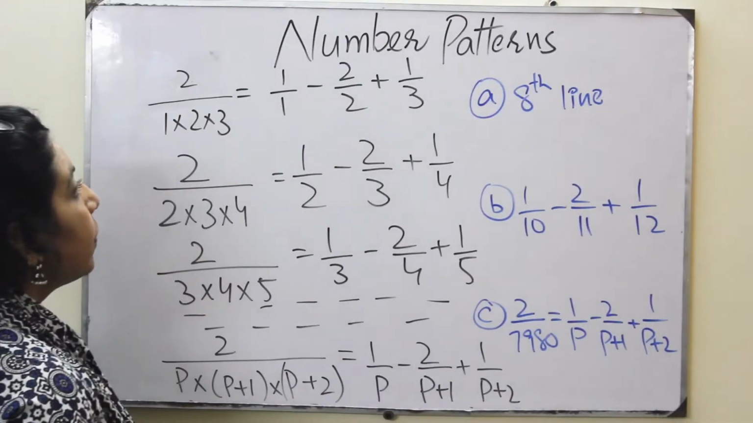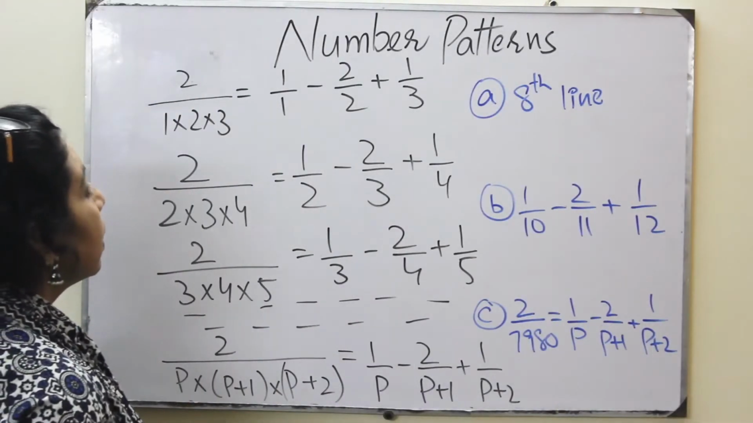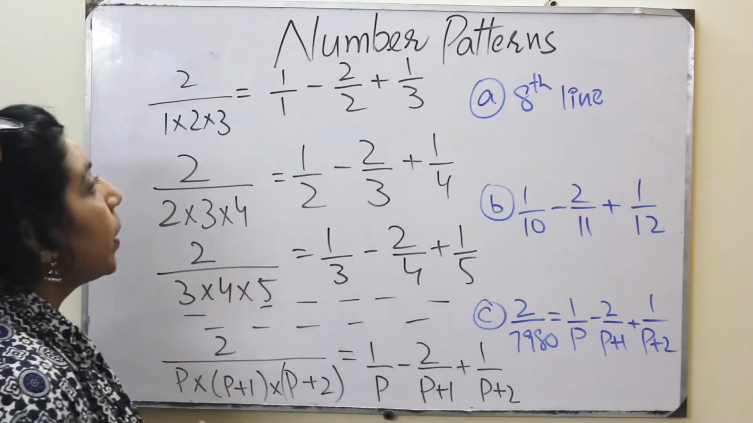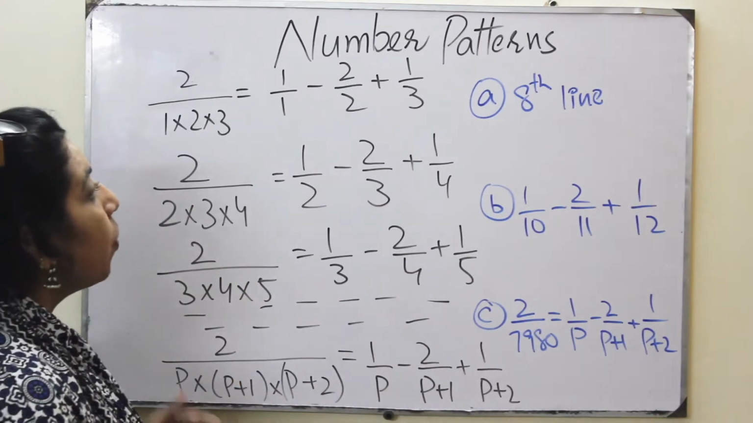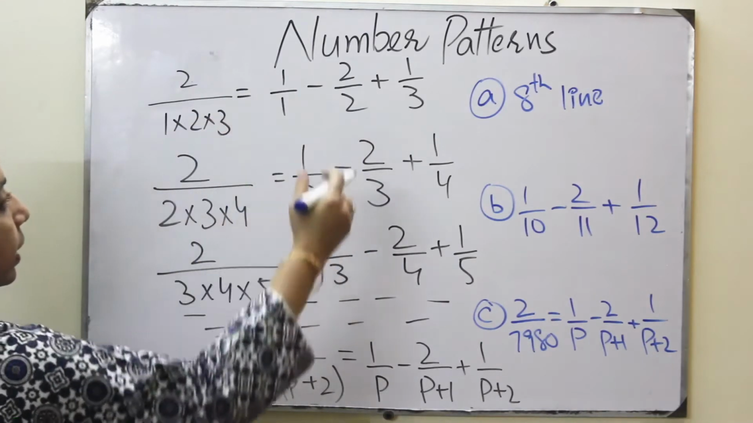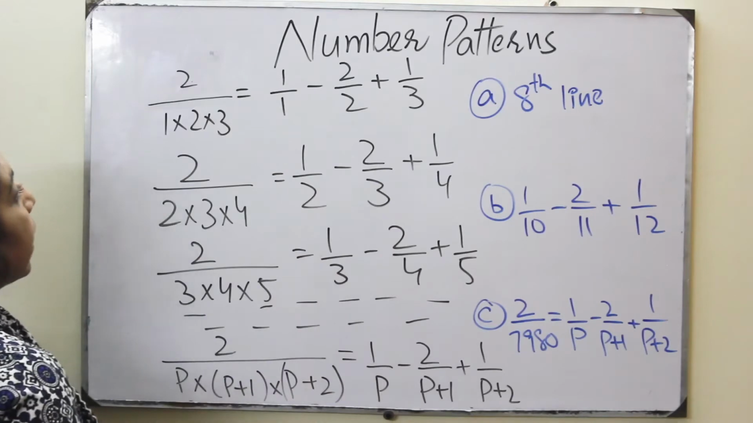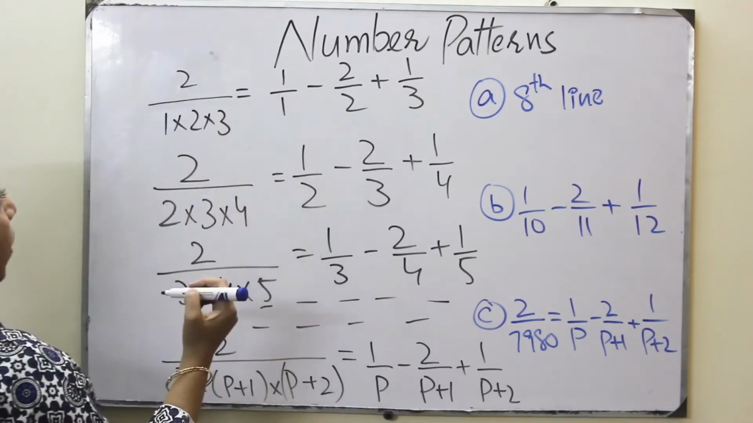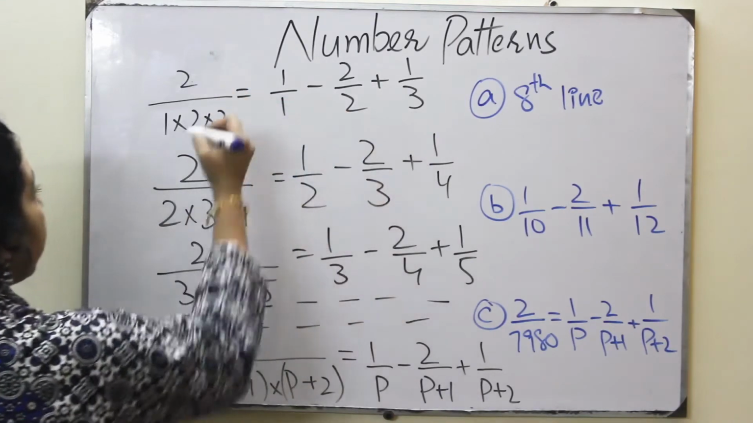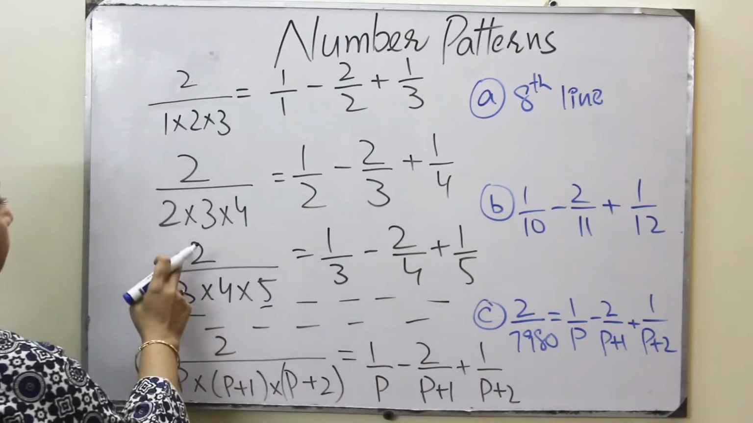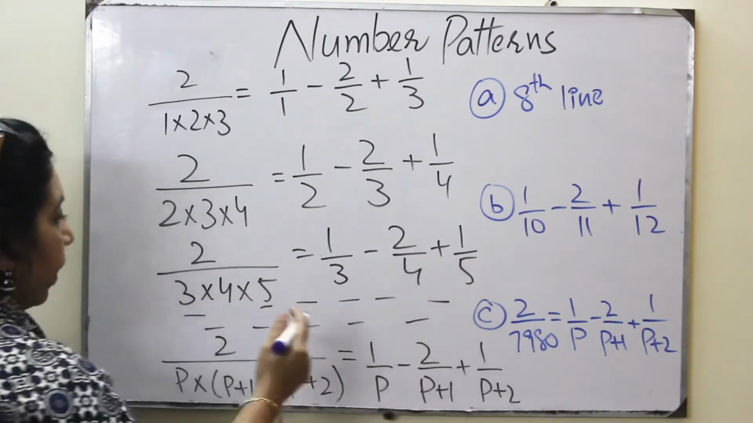Okay, the last question for today for number patterns. You can see it's a fractional pattern, and the most important thing in the patterns is how we study it, how we study the sequence, the nature or the chemistry of the pattern. Right here on the left side you can see we have 2 over 1 2 3, 1 2 3, 2 over 2 3 4, then again 2 over 3 4 5 and so on.